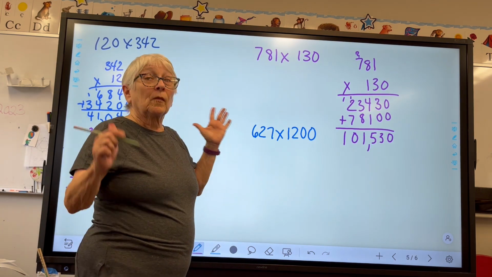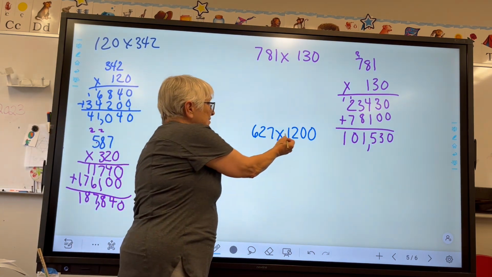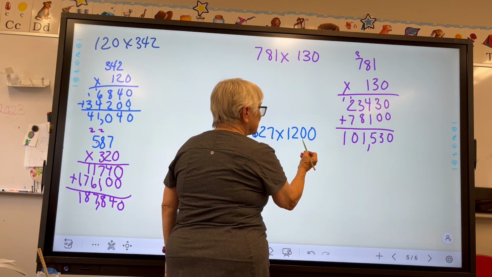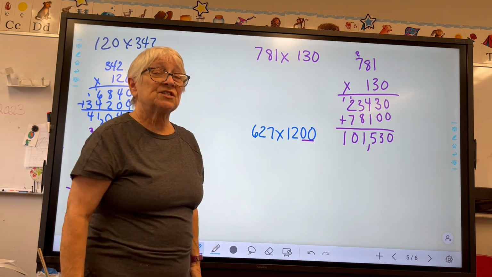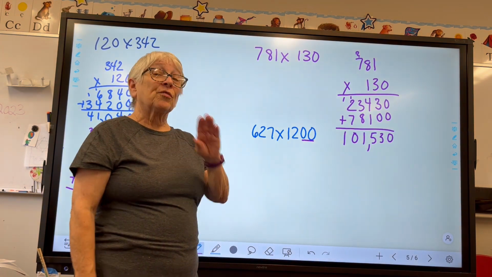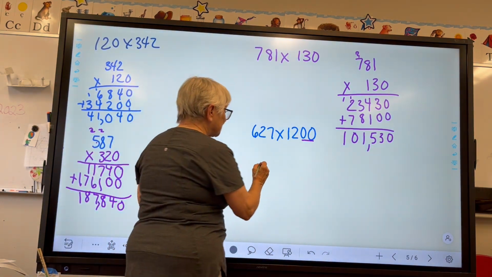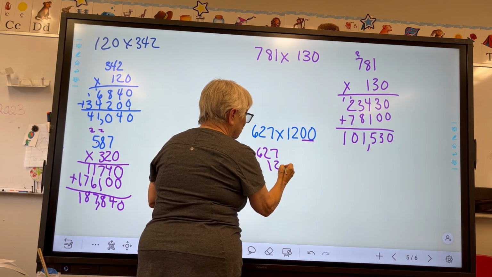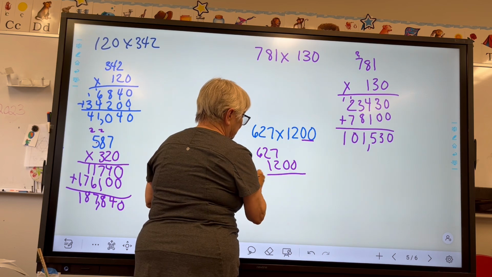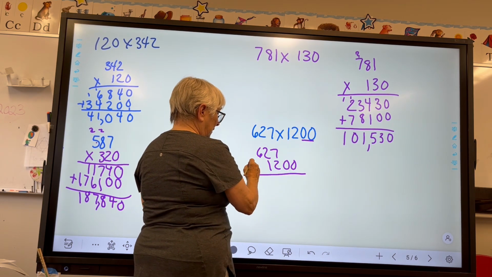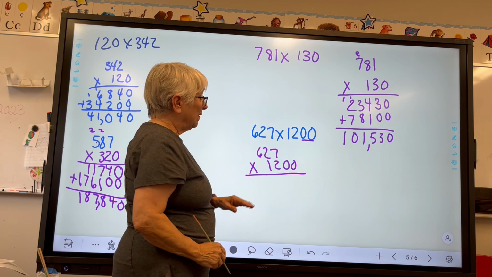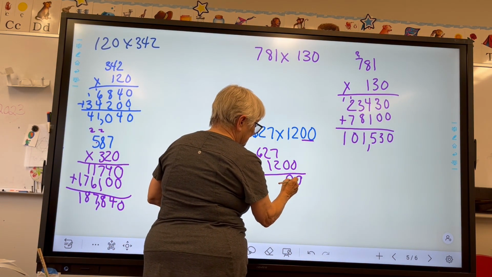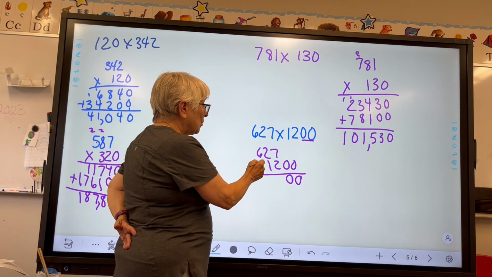Now look, oh my goodness, this is a 4-digit number, but the last 2 digits are both zeros. So this time, I'm going to put the 627 on top, and I'm going to hang 2 zeros. Okay? I'm going to hang 2 zeros. It's like multiplying by 100. I've added 2 zeros. There we go. Now I start with the 2.